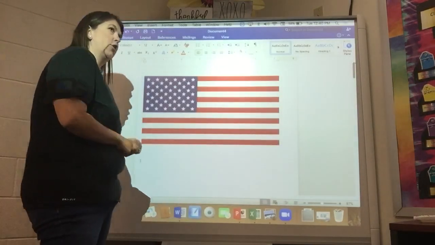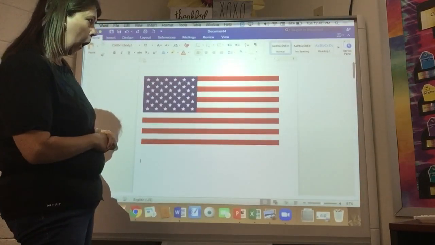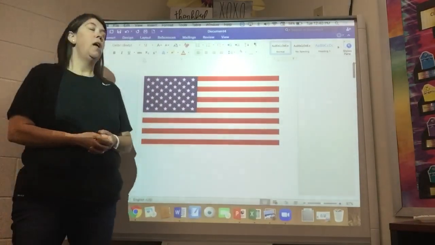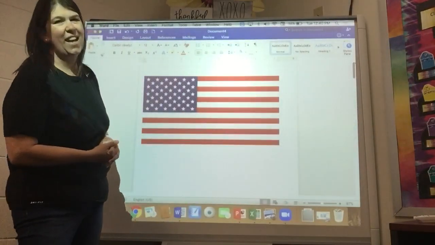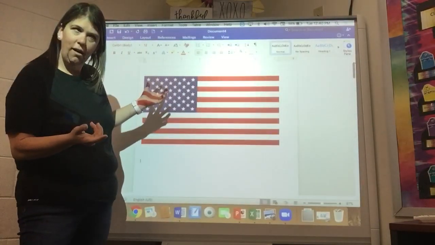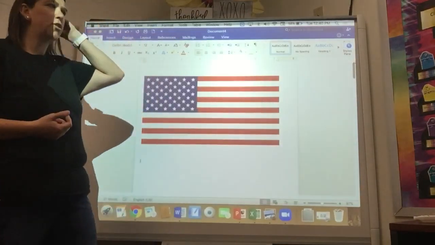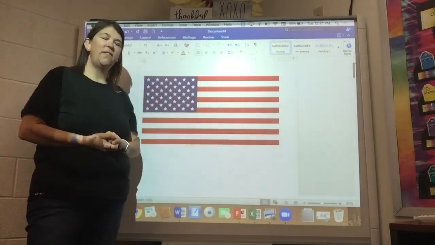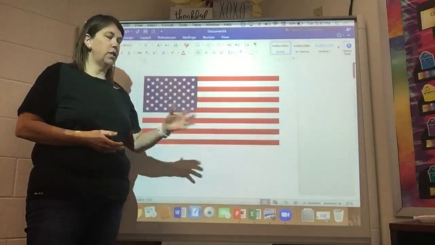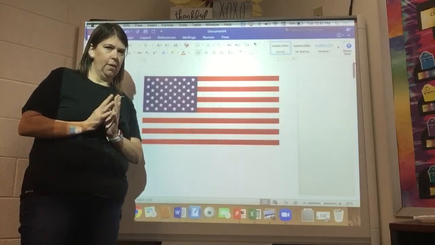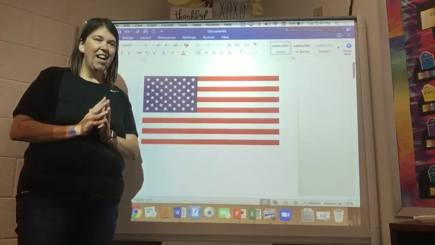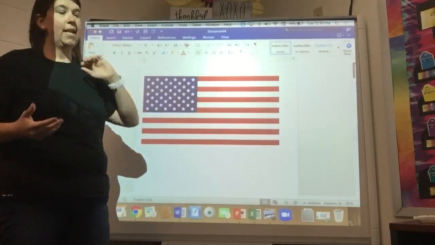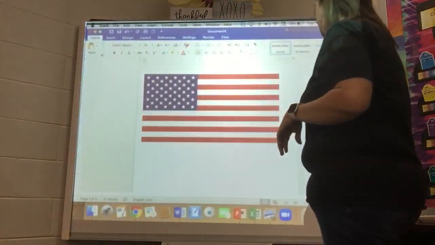We already know quite a bit about our flag. How many stripes are there? Are you counting them? There's 13. Yes, there's 13 stripes. How many stars are there? You can't count those. That'll take too long. How many stars are there? 50. You got it. And those stars represent our states. We have 50 states in our country. Yes, the 13 stripes. Let's see if you remember that. What does that represent? The original colonies. You got it. So this is a symbol of the United States. Not the only one. Let's look at some more.